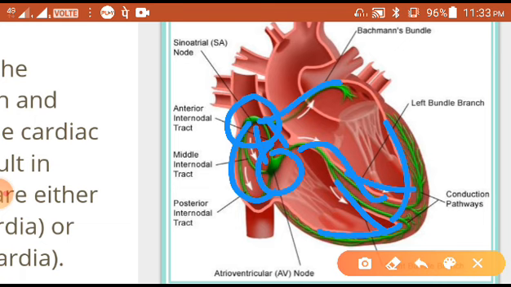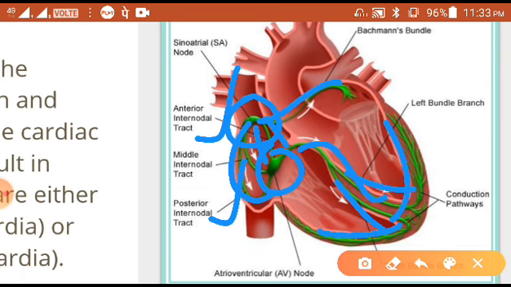But if any of these things changes, then the rhythm will get disturbed. So you can understand this point very well here: the first requirement is that the impulse should generate from the SA node. It must conduct through the AV node.